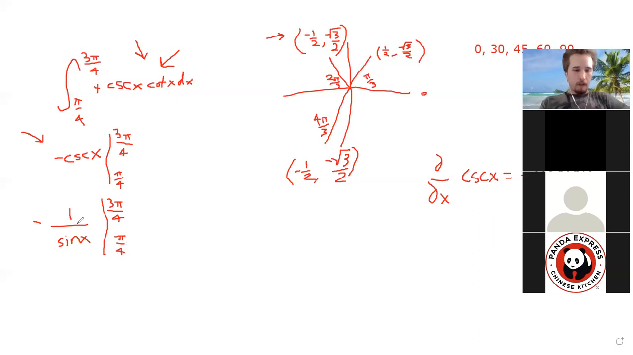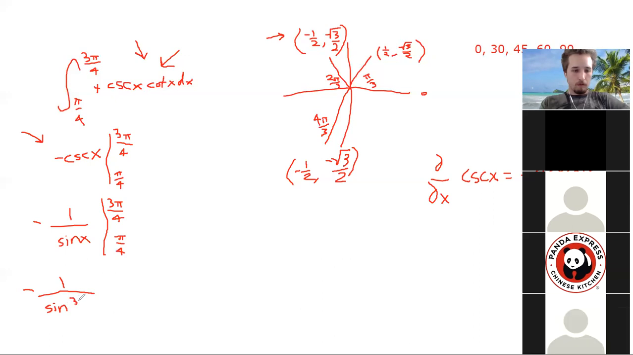Okay, so can someone tell me on the unit circle what sine of 3 pi over 4 is? Can someone take a look at that unit circle? Radical 2/2. Great. What about pi over 4? Same thing. It is the same thing.